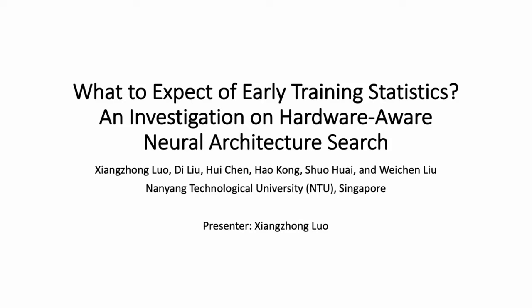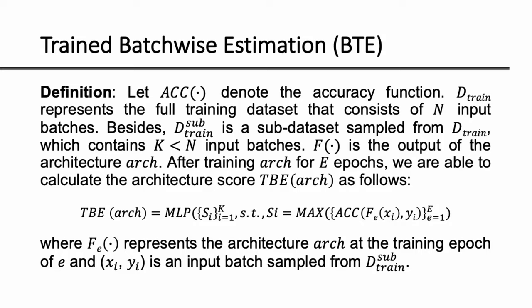Hello, this is Xiang Zhong, a PhD student from Nanyang Technological University in Singapore. Today, I will present our work in progress paper named What to Expect of Early Training Statistics, an Investigation on Hardware-Aware Neural Architecture Search. In this slide, I introduce the proposed proxy named Trend Batchwise Estimation, which is reliable and also computationally efficient. Specifically, we take the early training statistics as the input and train an MLP model to predict the accuracy of the given architecture.